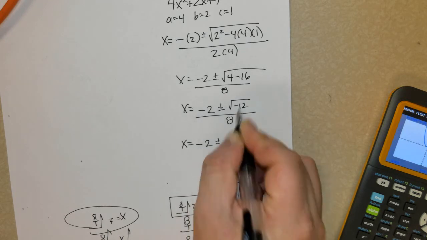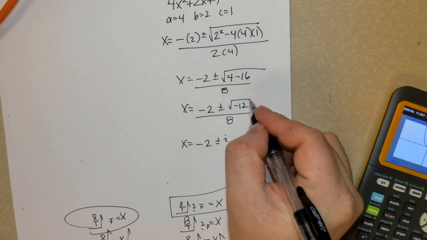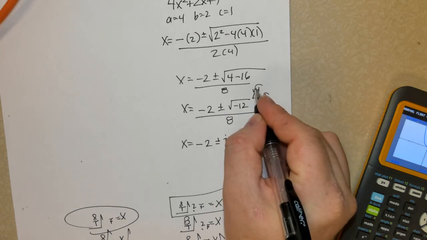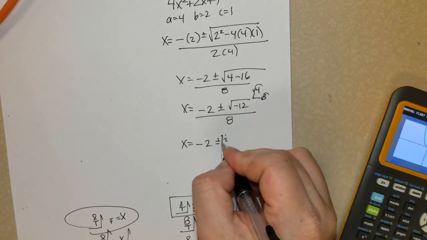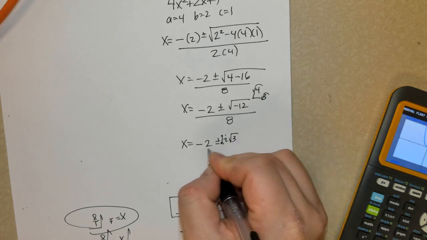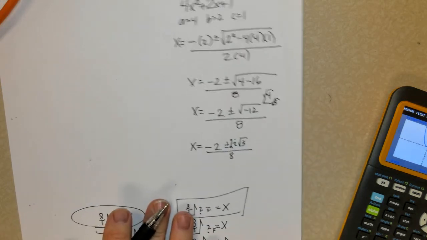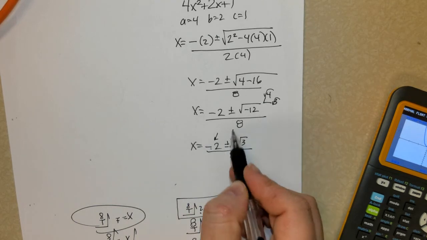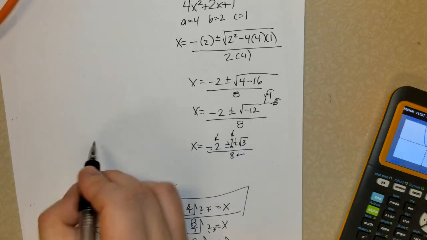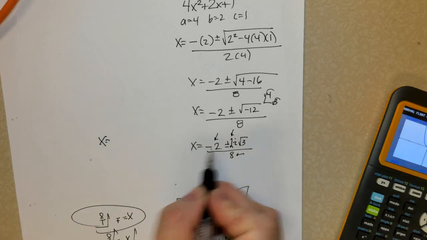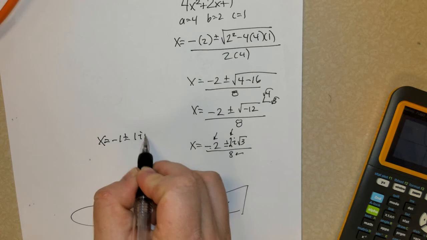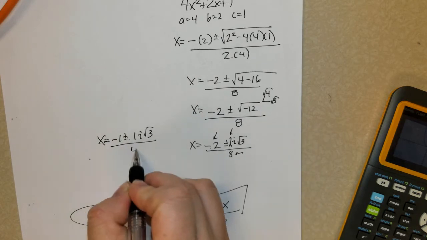So we can't take the square root of a negative, it comes out front. And by the way, 12 breaks into 4 times 3. Square root of 4 is 2, and square root of 3 is irrational. So I can go one step further here, recognizing that these three terms are all divisible by 2. X equals, divide by 2, negative 1 plus or minus, divide by 2, 1i square root of 3, divide by 2 over 4.